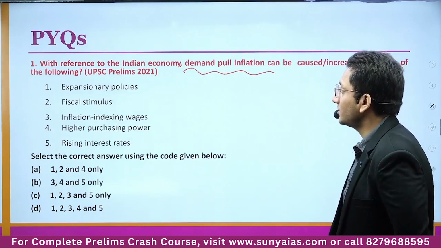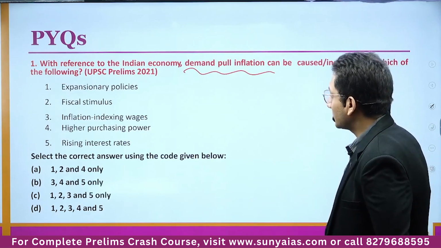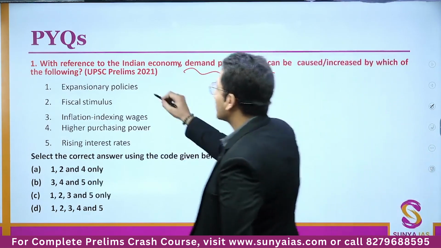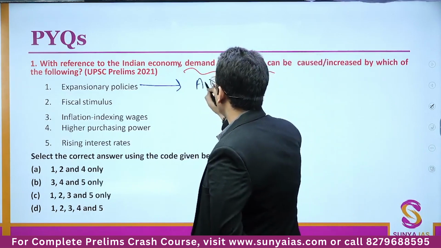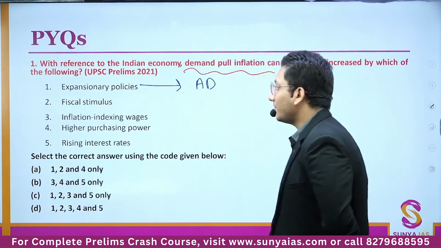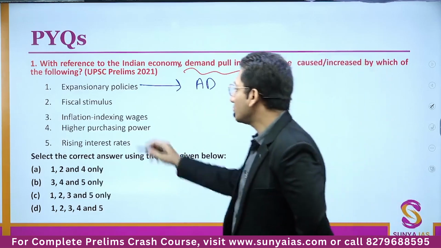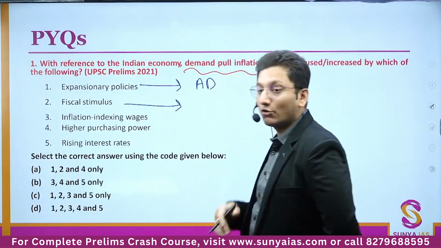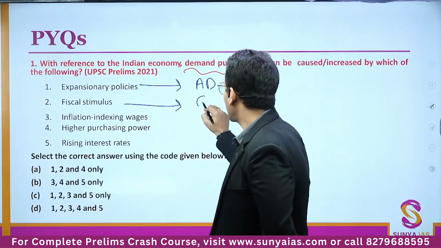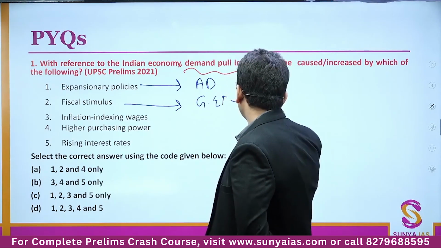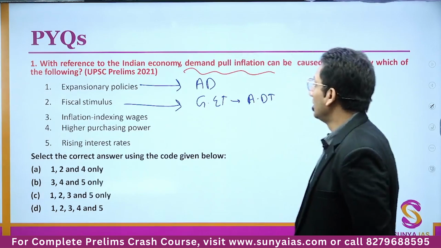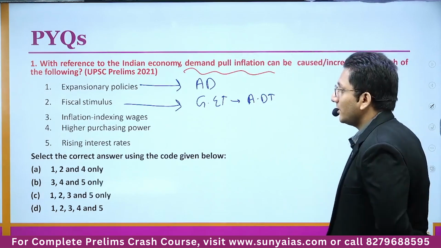This question was asked in 2021. Expansionary fiscal policy. Dekhiye, expansionary fiscal policy will increase the disposable income in the hands of the public and definitely it's going to increase the aggregate demand. Fiscal stimulus, when the government is focusing on the growth side and they are increasing the government expenditure, again this will increase the aggregate demand. Right, so there is a demand pull inflation.